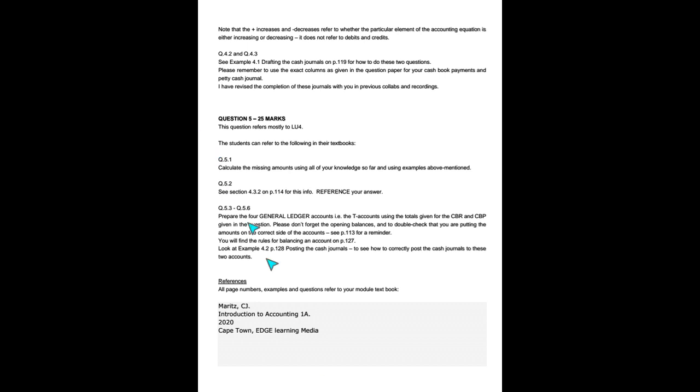The rules for balancing an account start on page 127 in your textbook. So if you look on page 126 in your textbook, the structure of the general ledger and the rules of posting. So that's what you're going to use for these 4 questions here.